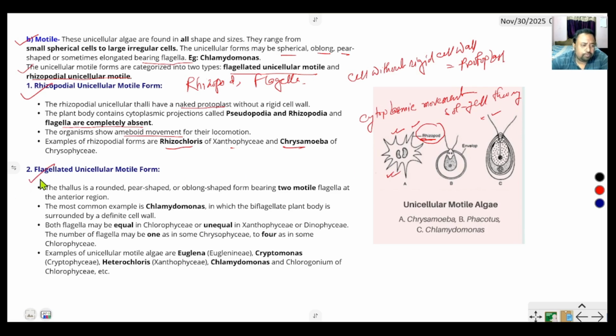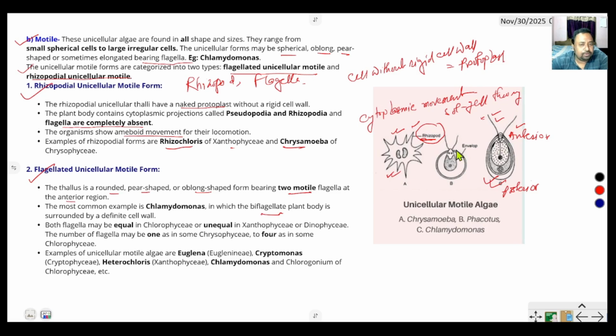Flagellated unicellular motile forms are rounded, pear-shaped or oblong-shaped, and are motile. Flagella are present at the anterior end. This is the posterior end, and this is the anterior end. The flagella are present in the anterior end. The most common example is Chlamydomonas, in which the biflagellate plant body is surrounded by a definite cell wall.